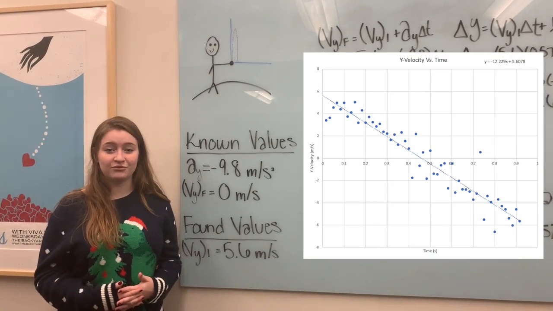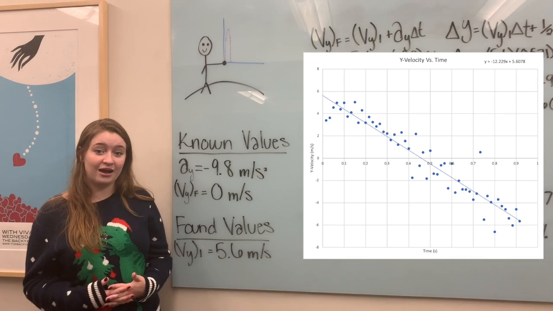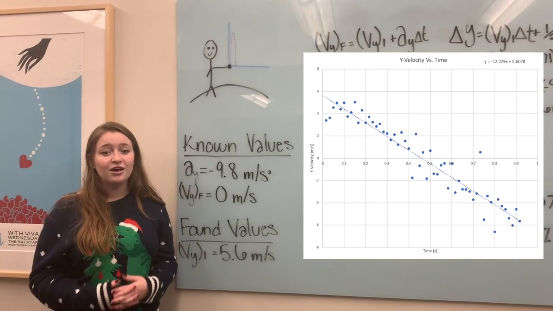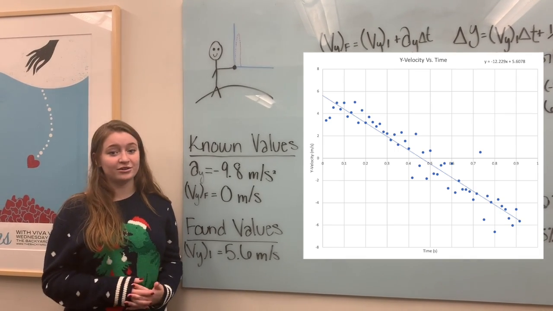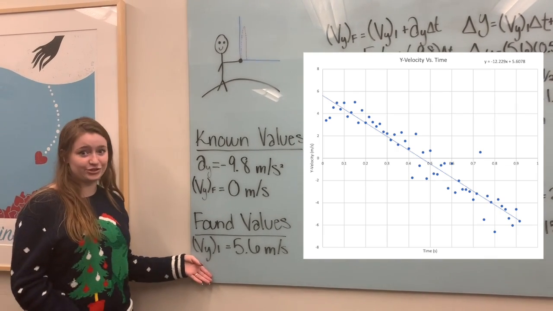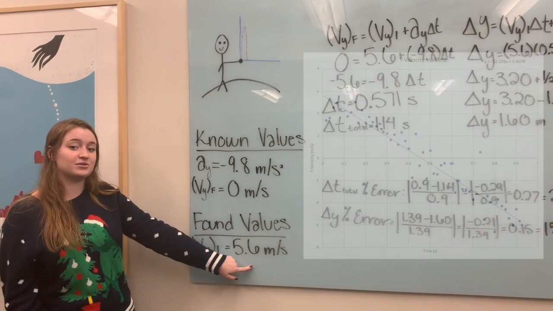Using the data we obtained from vidanalysis, we were able to make a graph, and we put in a line of best fit. From that line, we were able to find its y-intercept, and we used that for our Vy initial, which was 5.6 meters per second.